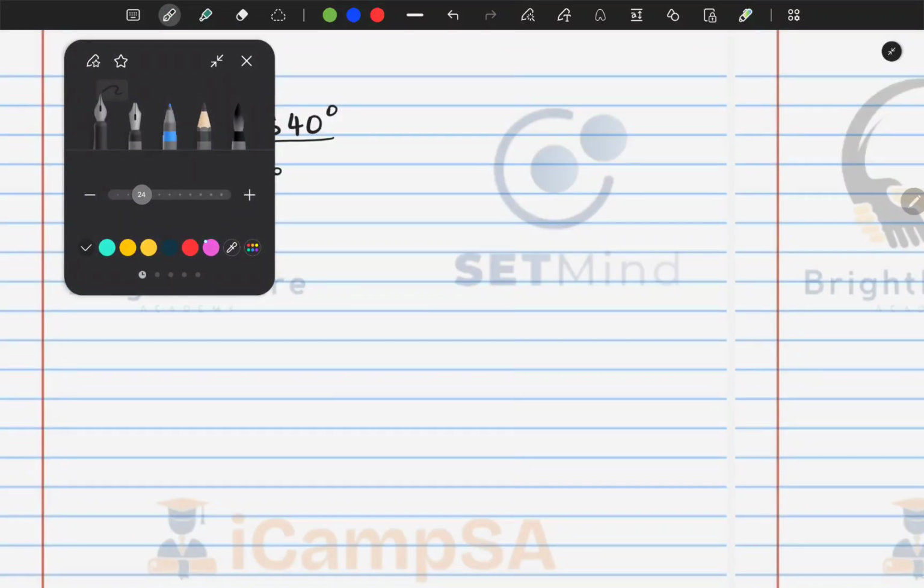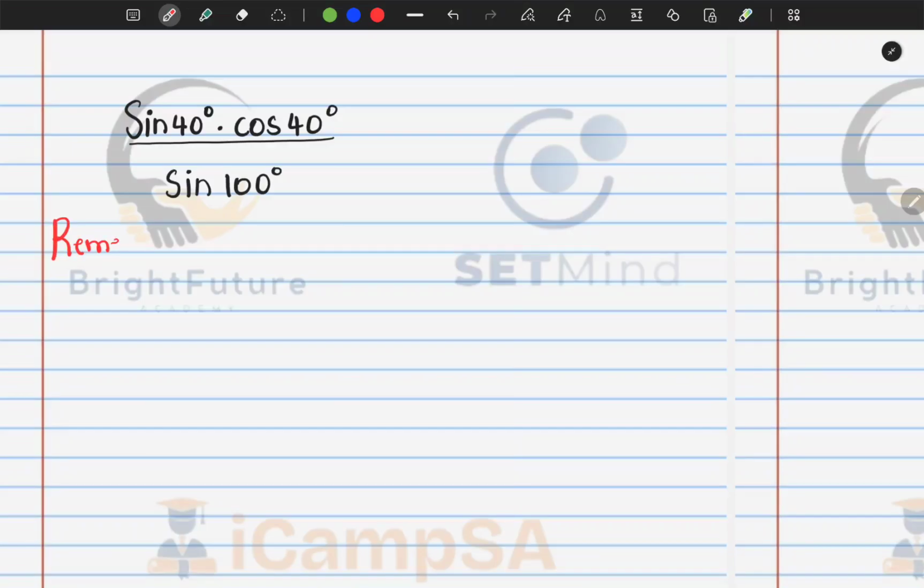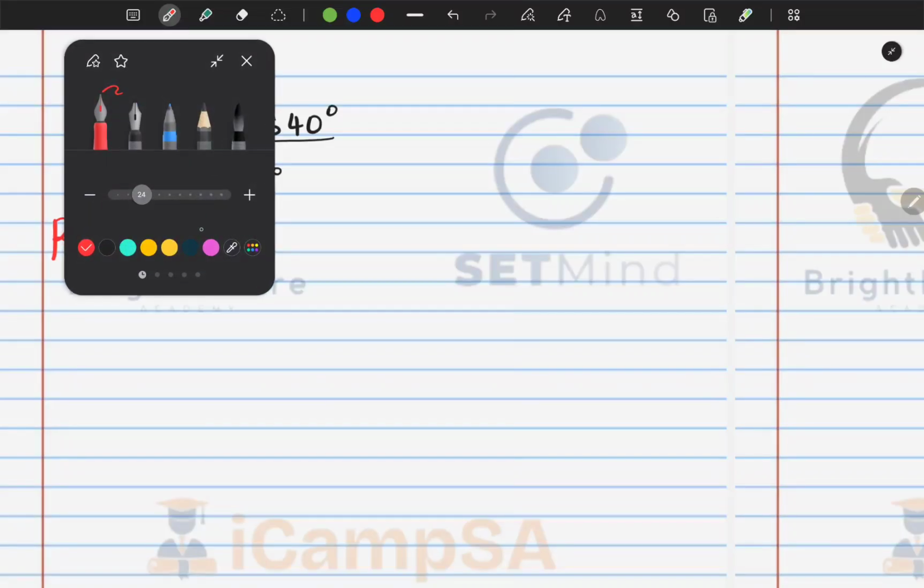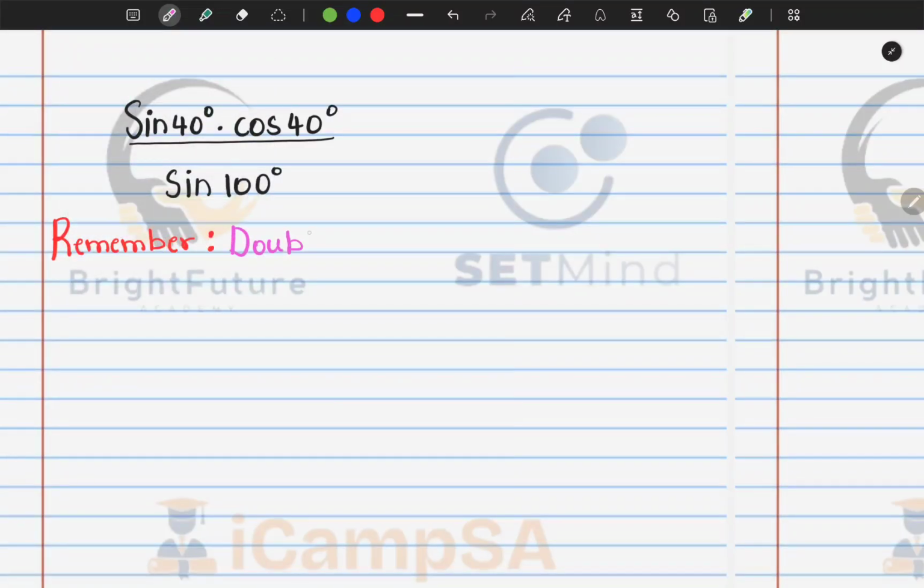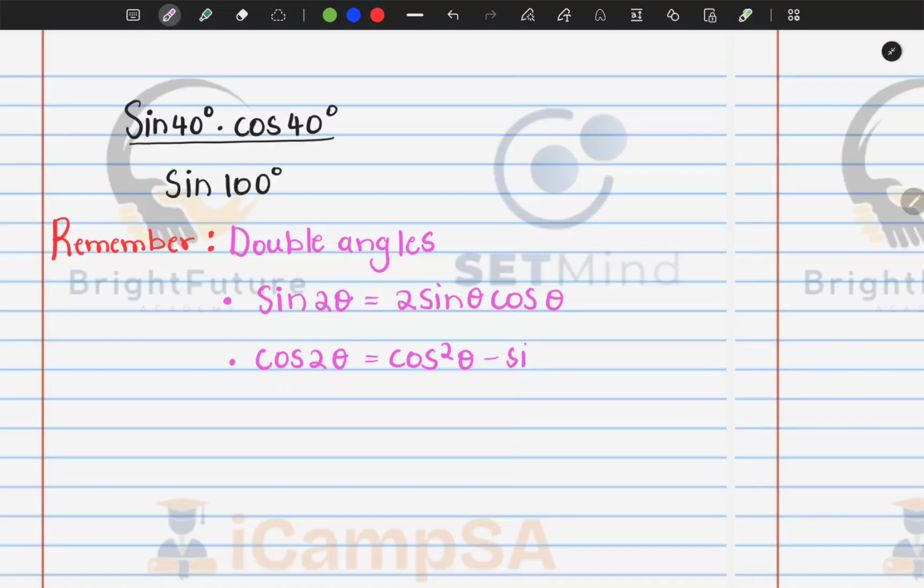There's a couple of things that we can do in order to solve this problem. The first thing that I need you to remember is what you covered under the section on double angles, because this will be very important. Let's start with sine. If you are given sine of 2 theta, this can be written as 2 sine of theta cos of theta. Secondly, cos of 2 theta can be written as cos squared theta minus sine squared theta. It can also be written as 2 cos squared theta minus 1, or as 1 minus 2 sine squared theta. Very important, double angles.